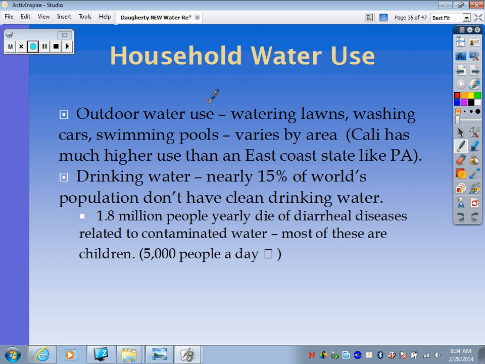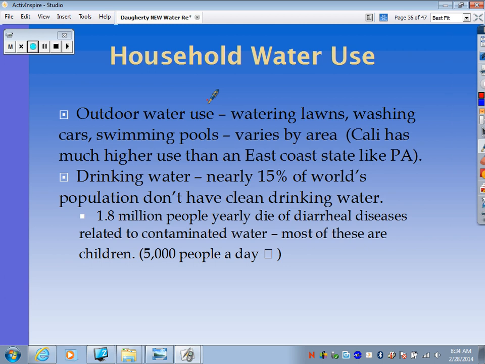In terms of any sort of outdoor water use, we use water mostly for watering lawns, washing cars, and swimming pools. And it says this varies by area. If you go out west, it says California has a much higher use than an East Coast state like Pennsylvania.